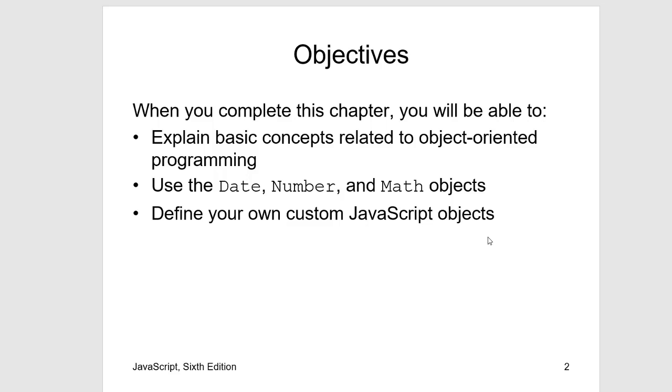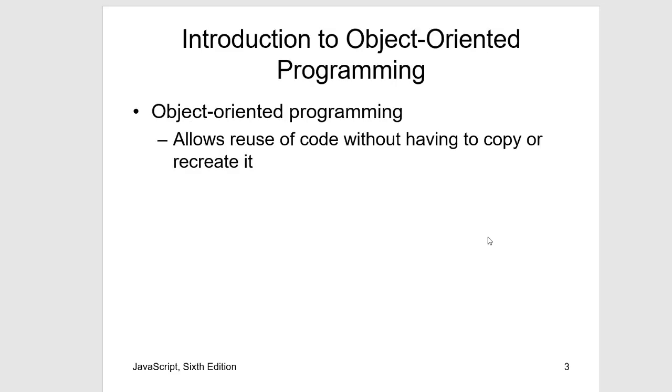But those aren't the only objects. And as this chapter explains, you can describe what objects are. You can use additional objects such as date, number, and math. And you can even create your own objects that have collections of methods and properties that can be adjustable in programming. The idea of object-oriented programming allows you to reuse code without having to copy it or recreate it.